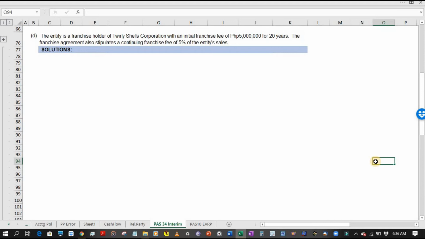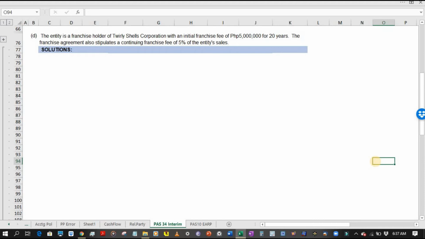So franchise is an intangible asset that is being amortized. So in this case, we are going to amortize the 5 million pesos for 20 years. Then aside from the initial franchise fee paid by ABC Company to Twirly Shells, ABC Company must pay additional franchise fee equal to 5% of its sales. Here we are going to recognize two types of expenses. So the expenses would be the amortization expense and the continuing franchise fee.